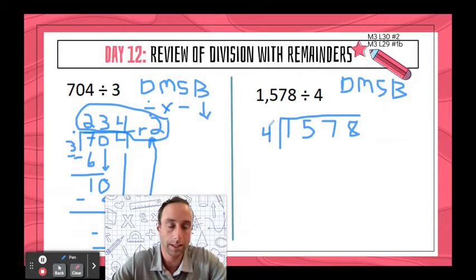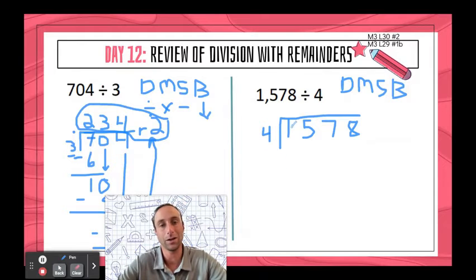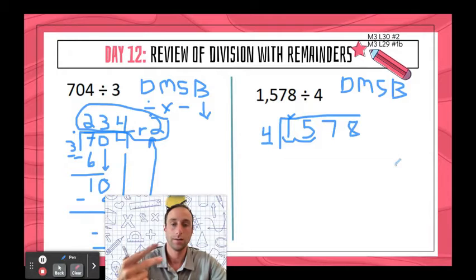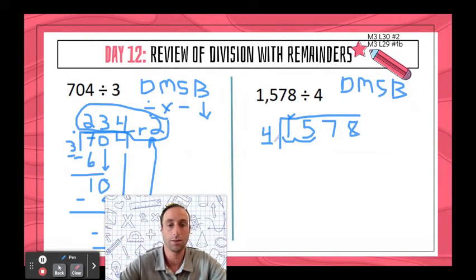So this is really interesting here. 4 cannot go into 1 because 4 is larger than 1, right? So I'm going to put a little small x up here. And instead of looking at 1, I'm looking actually now at 15. So how many times can 4 go into 15? Just like before with our 3's times table, now we're going to be using our 4's times table. So 4, 8, 12, 16. Nope. So 4 can go into 15 3 times.